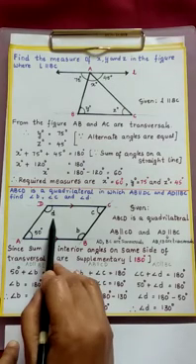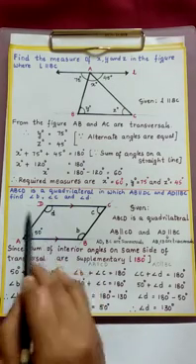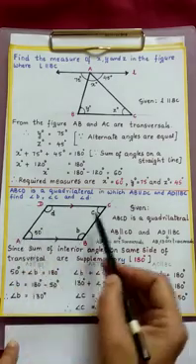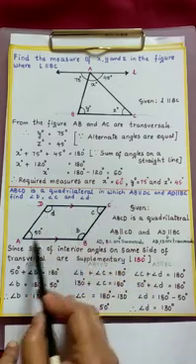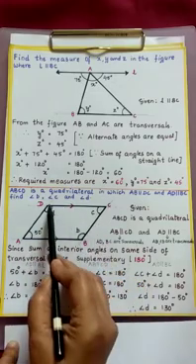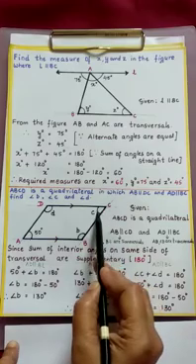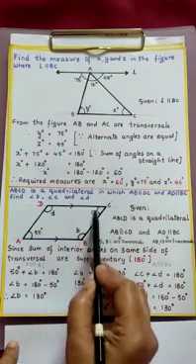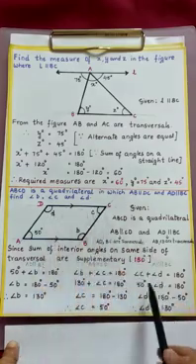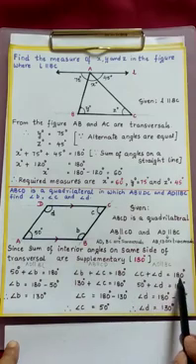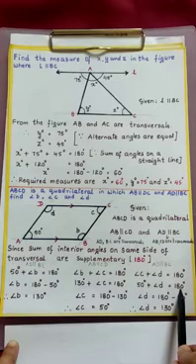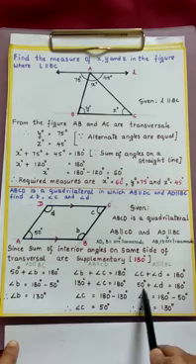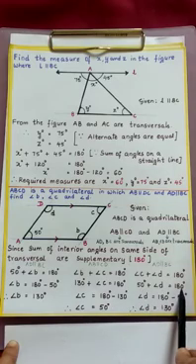Now we need to find angle D. Now if AD and BC are parallel, CD and AB are transversals. If CD is a transversal, these two angles are on the same side of the transversal. So what is the sum of two angles on the same side of a transversal? Again 180 degrees. Angle C plus angle D is equal to 180 degrees. So 50 degrees plus angle D is equal to 180 degrees.